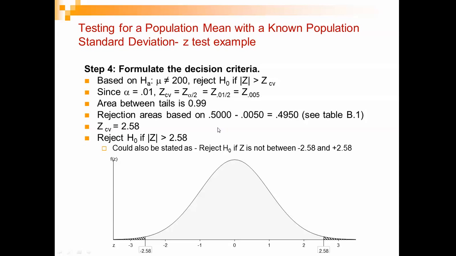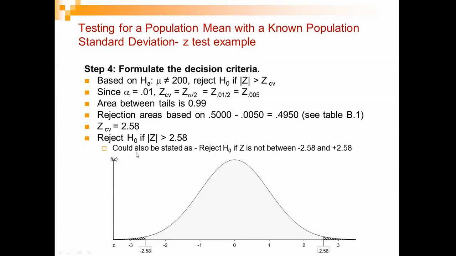The rejection areas are based on 0.5 minus 0.005, which is equal to 0.4950. And we can see table B1 in our appendices to do that. And since this is a two-tailed test, getting back to the second bullet, the second bullet has us dividing the significance value by 2, giving us a z-critical value based on z.005, or a z-critical value of 2.58. And that's what you'll notice is indicated on the bottom in our distribution here. So the z-critical value is equal to 2.58.